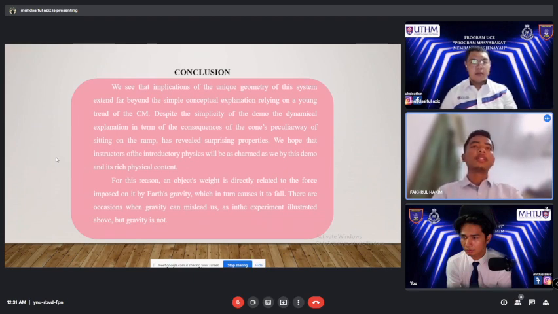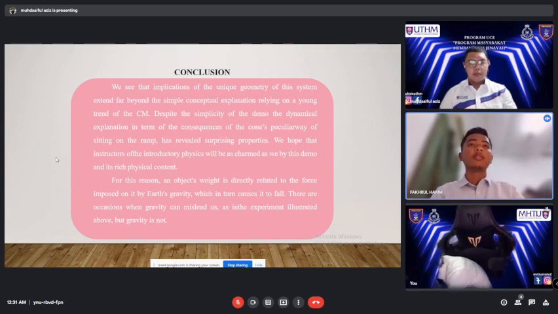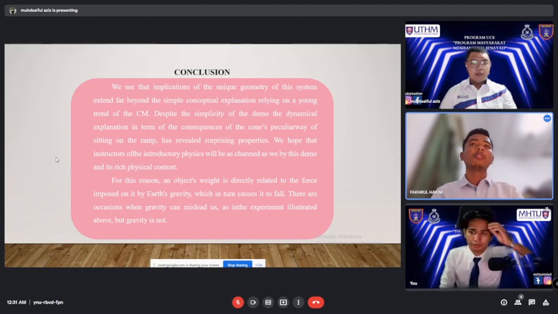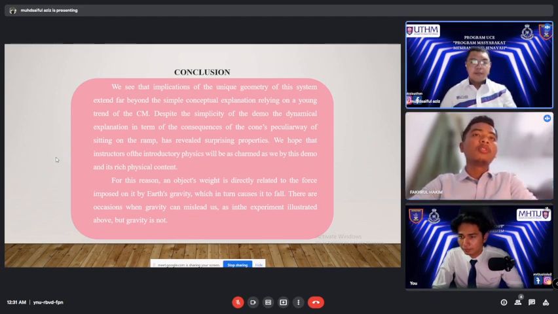So, lastly, the conclusion. We see the implication of the unique geometry of the system extends far beyond the simple conceptual explanation relying on a falling trend of the CM. Despite the simplicity of the dynamical explanation in terms of the consequence of the cone's peculiar way of sitting on the ramp, it has revealed surprising properties. We hope that instructors of introductory physics will be as charmed as we were by this demo and its rich physical content.